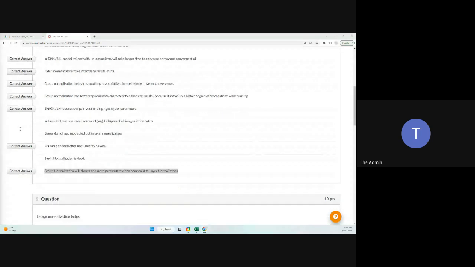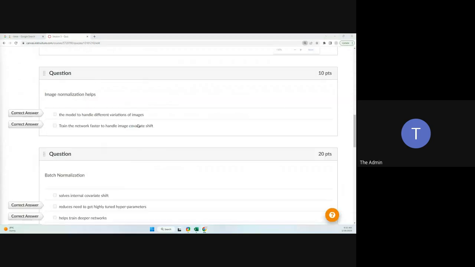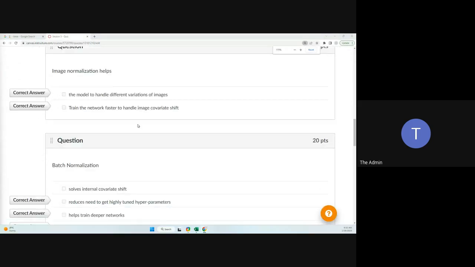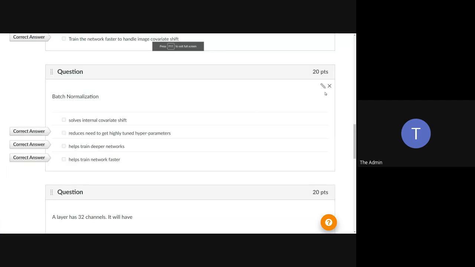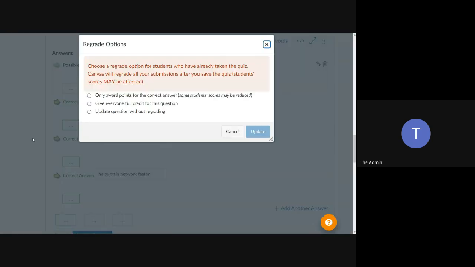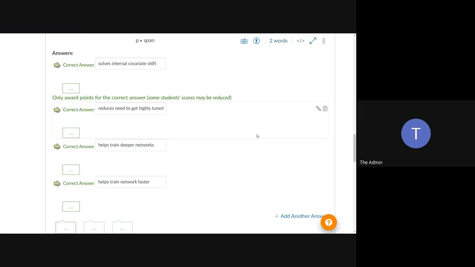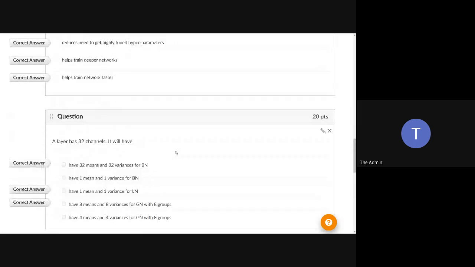All right, next question. Image normalization helps the model handle different variations of images and train faster, and handle image covariate shift, right? Something we discussed as well. In the case of batch normalization, it solves the internal covariate shift. Again, correct answer. It reduces the need for highly tuned hyperparameters, helps in training deeper networks, and helps train the networks faster. This is actually true, and even the new paper has said the same thing in a slightly different way.